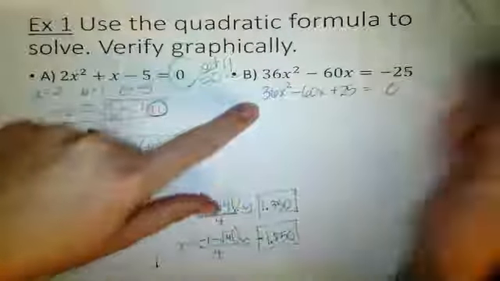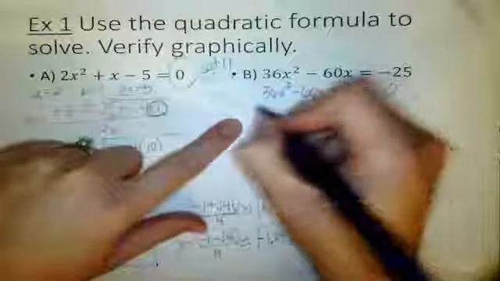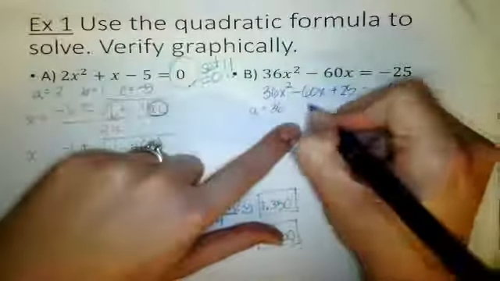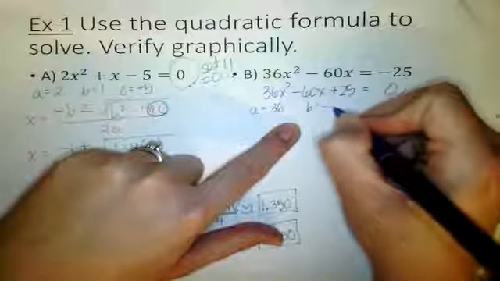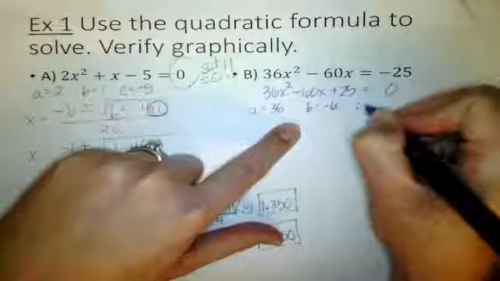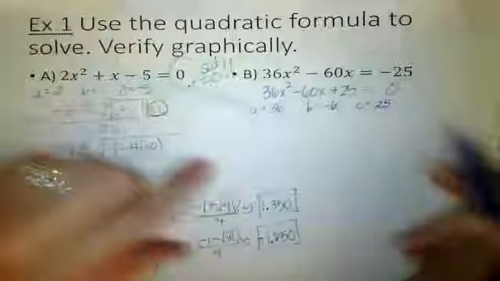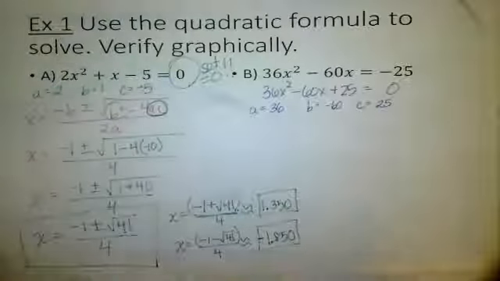No. Darn. Okay. So just so we're clear, A is equal to 36, B is equal to -60, and C is equal to 25. Do you have to write that down? No. All right, ladies and gentlemen, all together now.